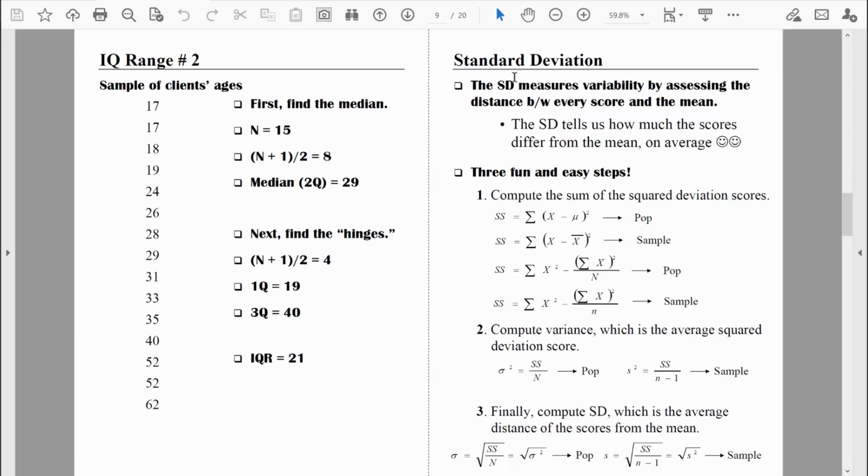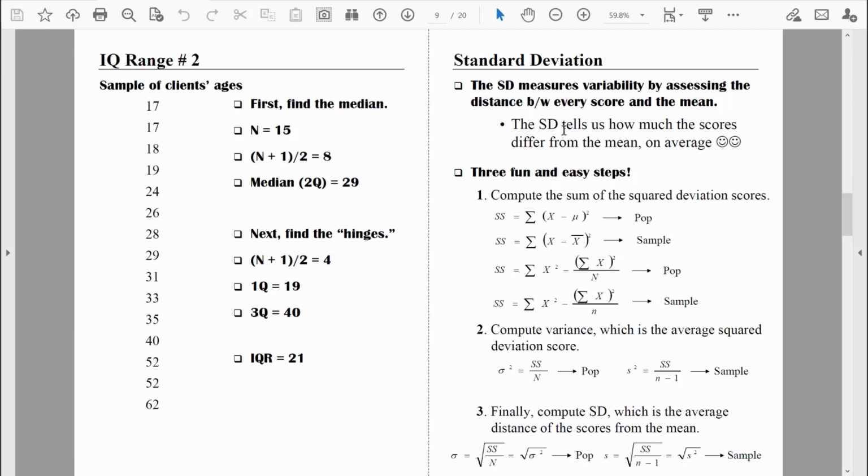It measures variability by assessing how much each score differs from the mean. So as a measurement of variability, the standard deviation pairs very well with the mean. The standard deviation requires more computation than the range and the interquartile range, but it really gives us a much richer sense of the variability in our data. So don't get lost in the computation.